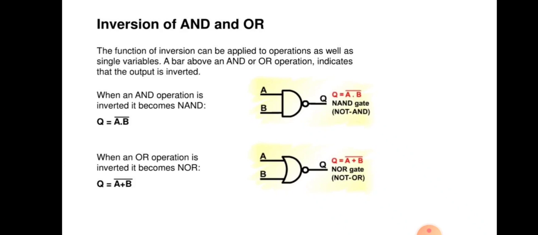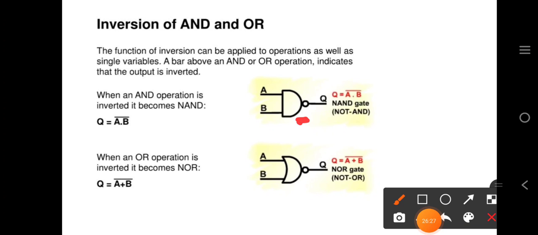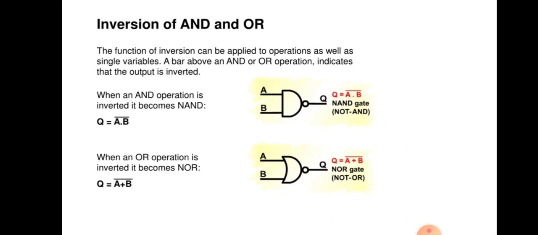Now the inversion of AND and OR. So in this case, what we have done is we have used a bubble at the AND gate and OR gate. This we call a bubble. So we apply the bubble to the AND gate and OR gate. The function of inversion can be applied to operations as well as single variables. A bar above an AND or OR operation indicates that the output is inverted. When an AND gate is inverted, it becomes a NAND gate.